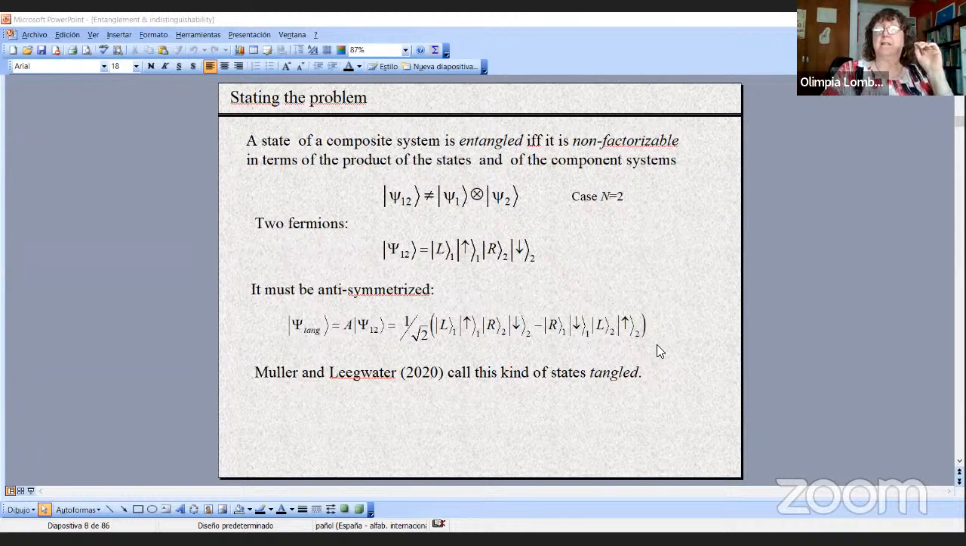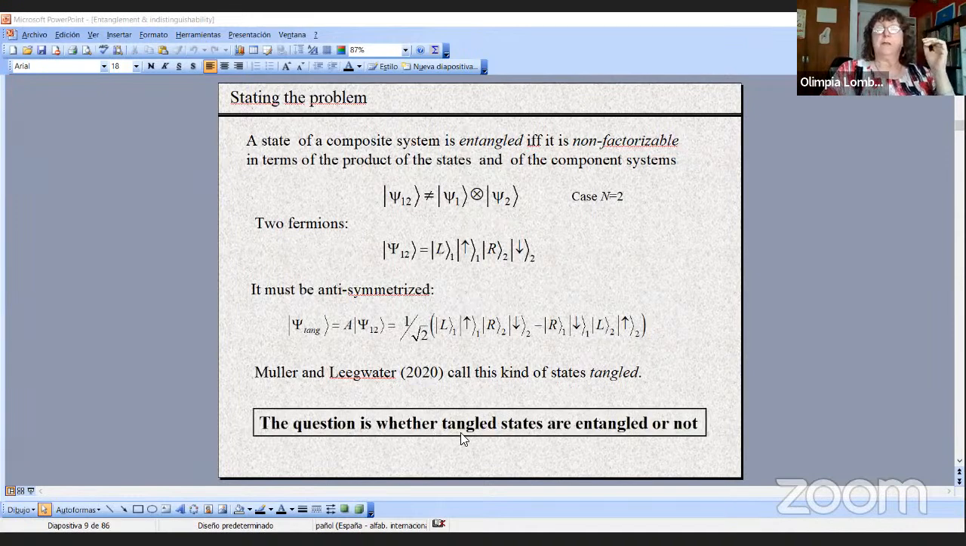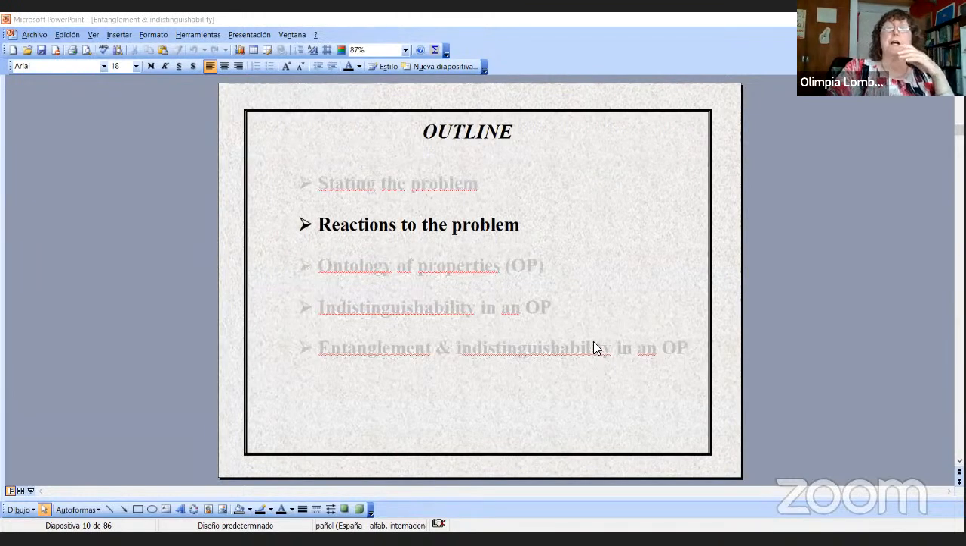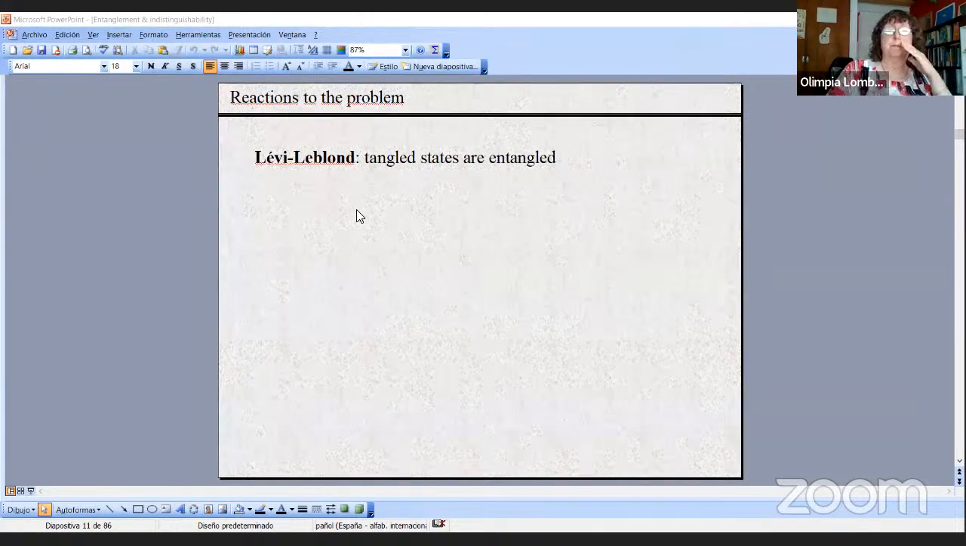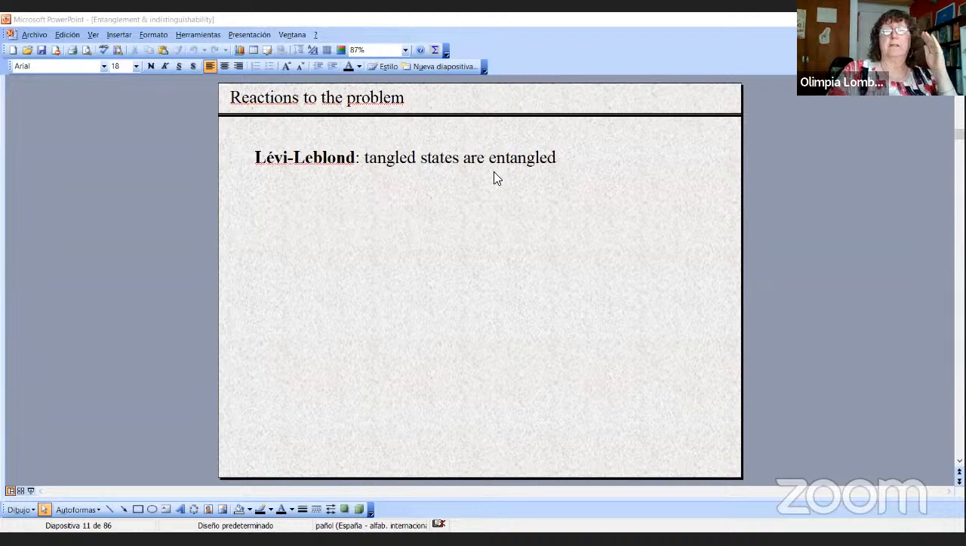I mean, states that are not factorizable because of symmetrization or antisymmetrization. So the problem is to answer the question whether tangled states are entangled or not. So which are the better known reactions to the problem? In a very traditional paper, Lévy-Leblond says that tangled states are entangled. Some people think that because they are not factorizable, they are entangled.